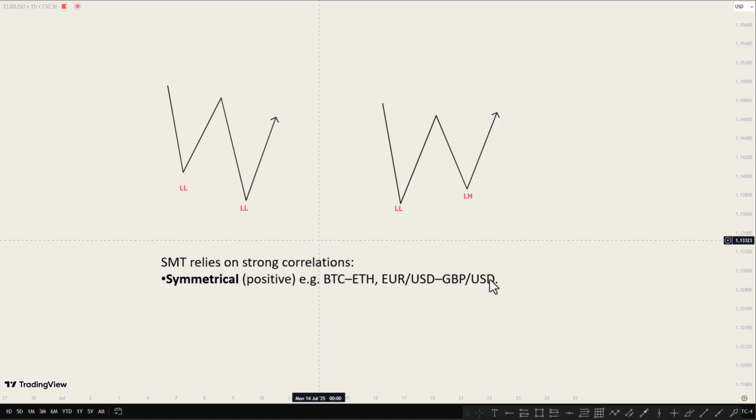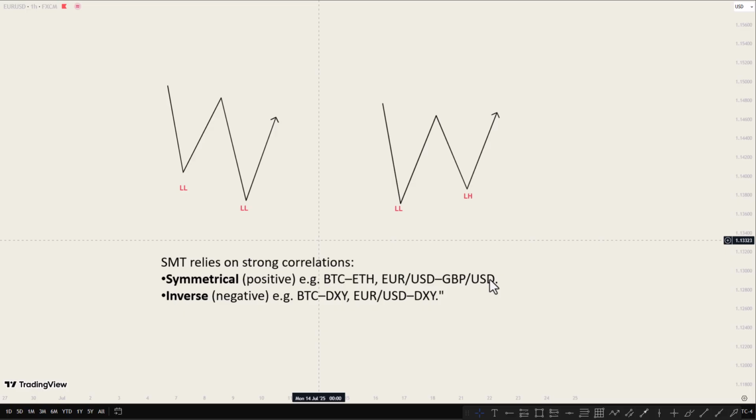If GBP is making a higher high, EUR is also making a higher high. If BTC is making a higher low, Ethereum is making a higher low. They move together. That is why they are positively correlated. But if you see a crack in this movement, this is what we call SMT, and this is positive SMT or symmetrical SMT.